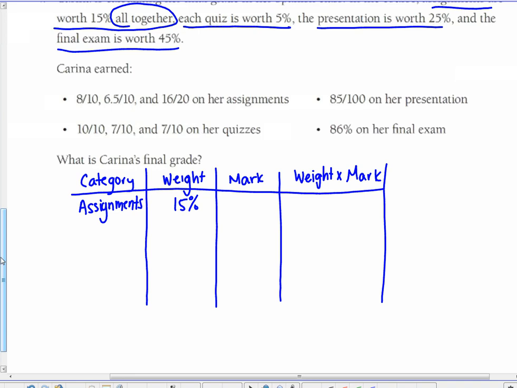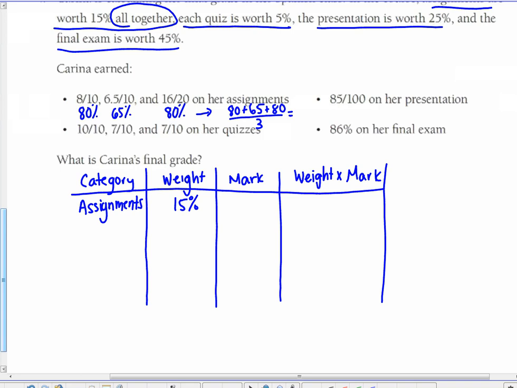So 8 out of 10, what percent is that? 80%, good. What percent is 6.5 out of 10? 65. And what percent is 16 out of 20? Reduces to 8 out of 10, so 80. So how would we find the average on her assignments? Add them and then divide by 3, because there's 3 of them we're averaging.